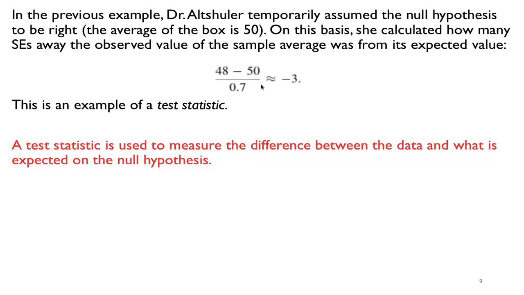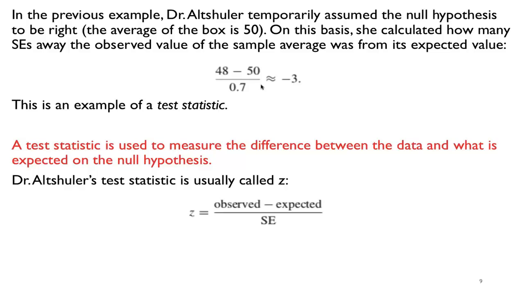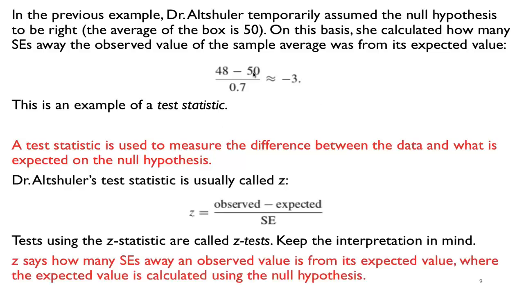A test statistic is used to measure the difference between the data and what is expected on the null hypothesis. And Dr. Alternative's test statistic is also called the z-test because it's using the z-score that we saw earlier. The z-test here tells you how many SE the observed value is from the expected value, where the expected value is calculated using the null hypothesis.